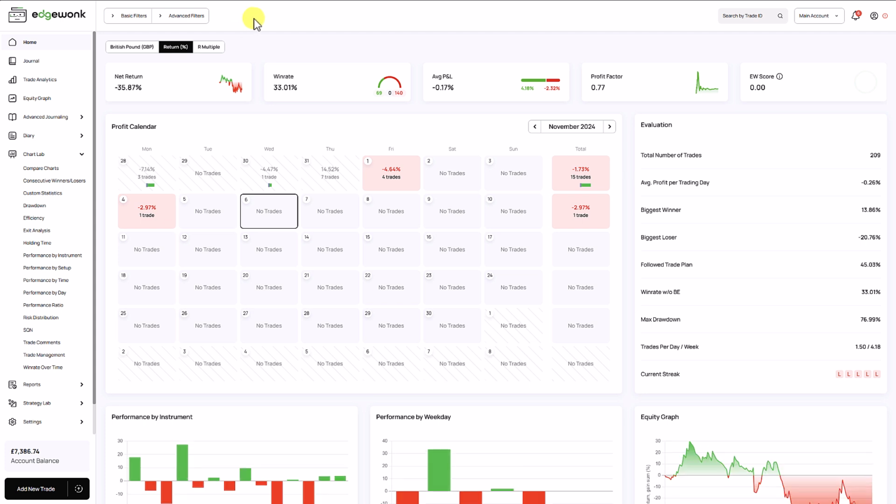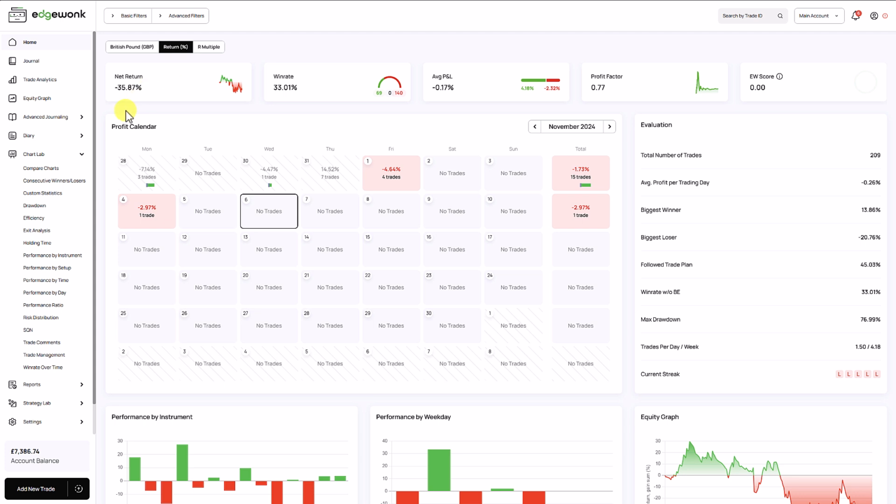So when we start the analysis of this journal in the Home tab, we can see that this trader has a win rate of 33%. He has entered 209 trades with a net return of minus 35.8%. So this doesn't look great, but there will be some really fascinating findings as we will see in a moment.